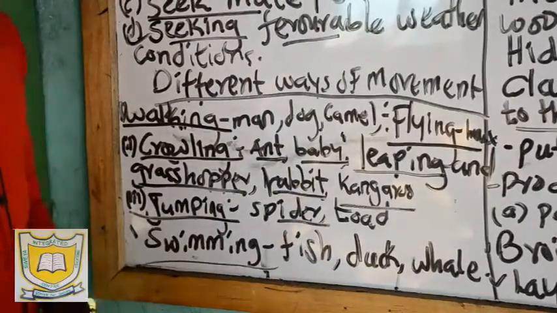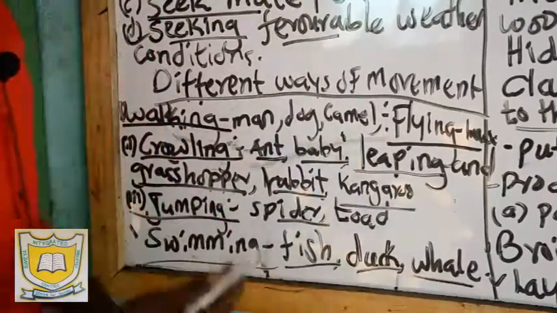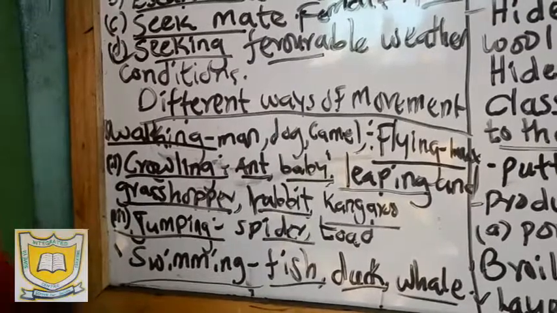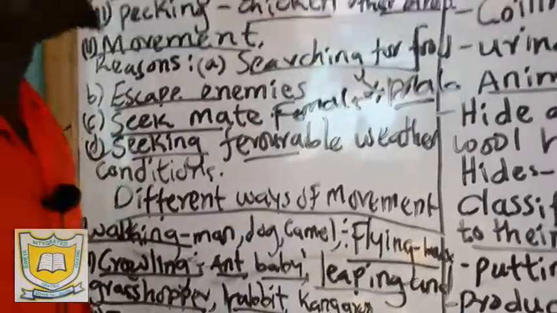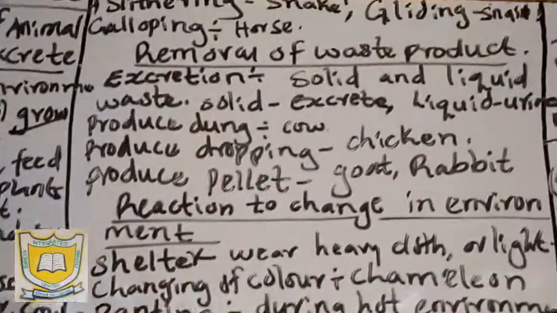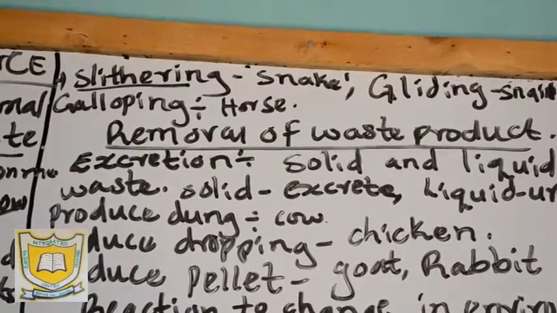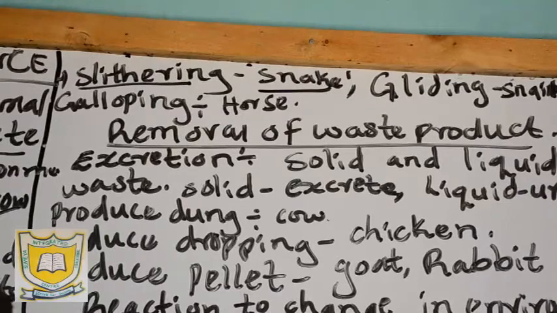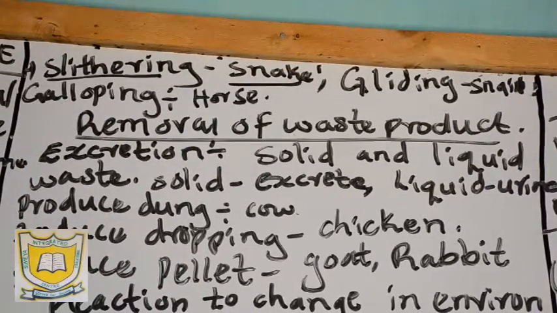Then we have those that move by swimming, commonly fish, duck, and also whale. We will talk about the characteristics that enable these animals to move by swimming, crawling, and jumping. Then we move to another example of movement, slithering. Slithering is mostly in snakes. They slither on grass and other surfaces so that they can run away from enemies or seek food.